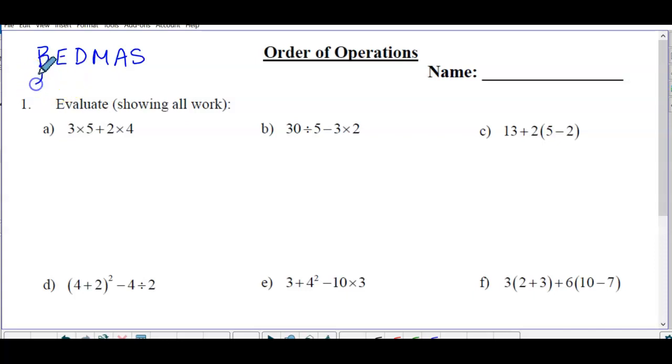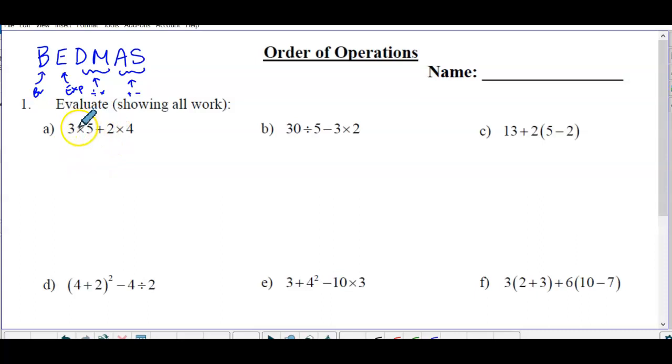But remember, B means brackets. E is exponents. D is division and multiplication in order from left to right, and addition and subtraction in order from left to right. Okay, so division and multiplication, adding and subtracting. So take a look at any expression that you have.